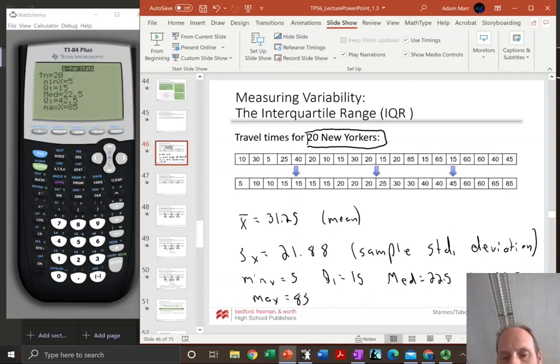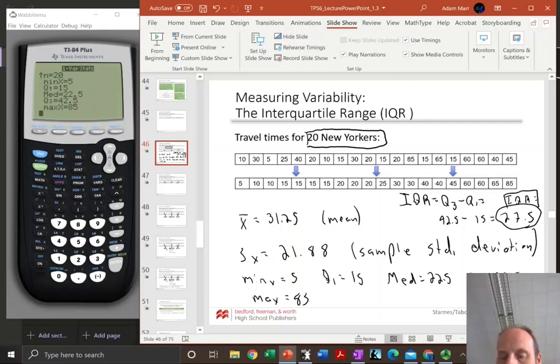Now, it doesn't actually give what we talked about today in class as the IQR. That's the interquartile range. That's going to be Q3 minus Q1. So we just have to easily figure that for ourselves. In this case, that's going to be 42.5 minus 15, which is going to give me 27.5. Okay? And that is the IQR.